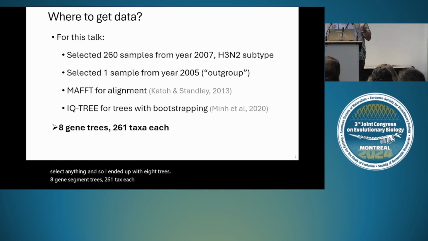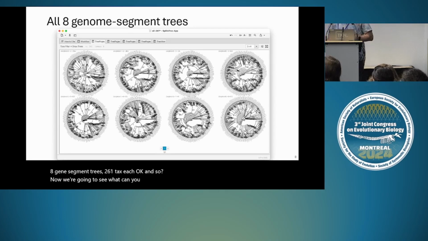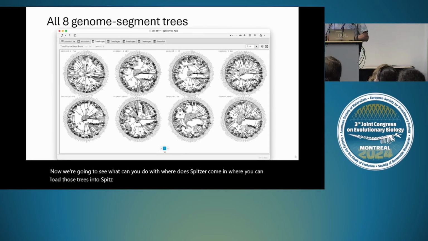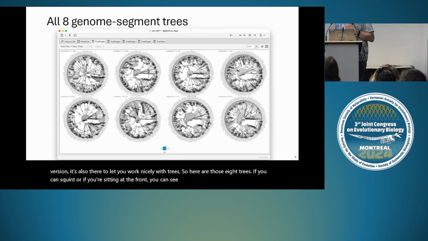Okay, and so now we're going to see where does SplitsTree come in? Well, you can load those trees into SplitsTree. So the new version is not only for split networks like the old version, it's also there to let you work nicely with trees. So here are those 8 trees. If you can squint, or if you're sitting at the front, you can see that there's numbers on those edges. Those are bootstrap values.